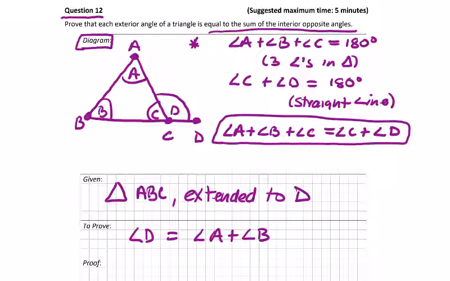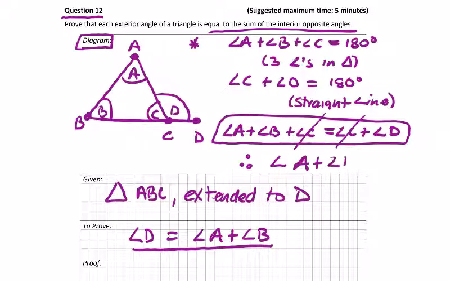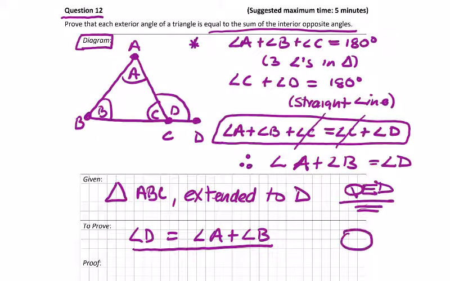So if both of these things are equal to 180 and they're both equal to each other, and we write them out like this, if we are asked to prove angle D is equal to A plus B, look what happens here. We can cancel our C's because they're on both sides, and we're left with, therefore, angle A plus angle B equals angle D. Quod erat demonstrandum. Happy days. Proof done. Easy marks when you know how to do them.